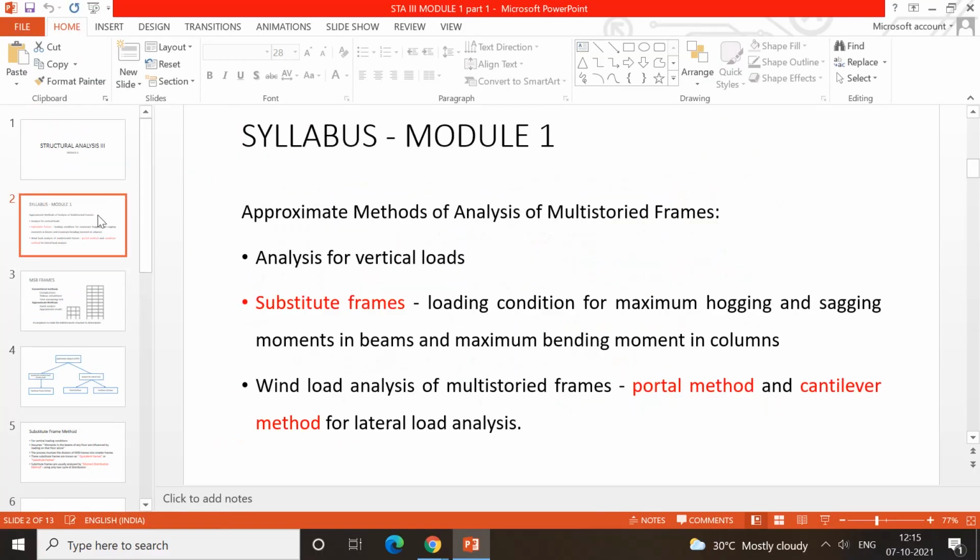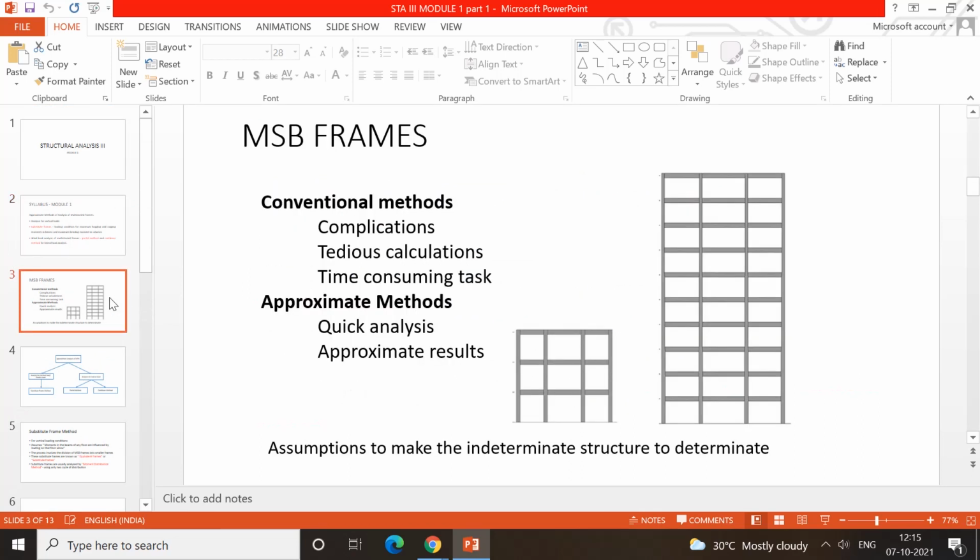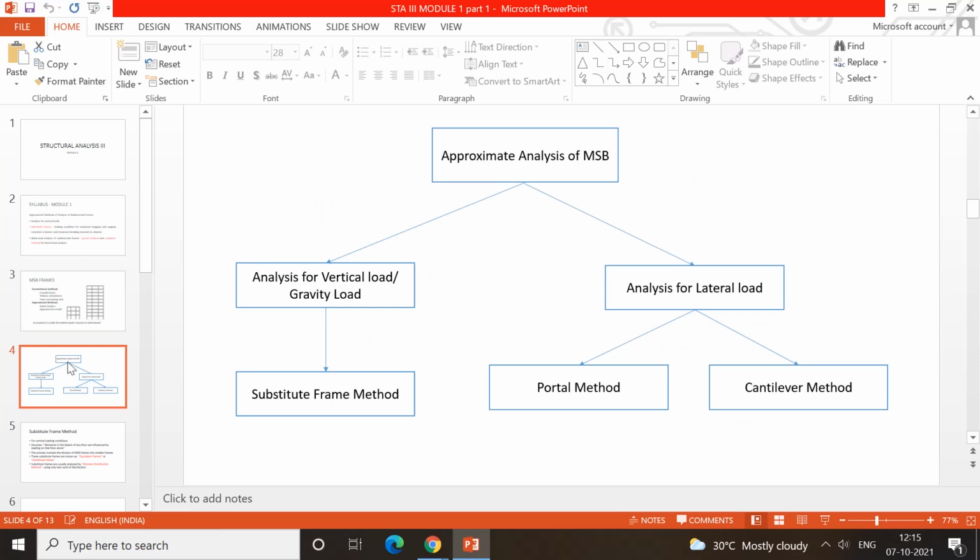So we have discussed the syllabus of module 1. Then this is a multi-story building frame, and there are so many conventional methods to solve indeterminate structures. But when it comes to multi-story building frames, the static indeterminacy is very high. We cannot easily solve by manual calculation. So we require some approximate methods for the analysis. And as per your syllabus, for gravity load or vertical load, we have the substitute frame method, and for lateral load analysis, the portal method and cantilever method.